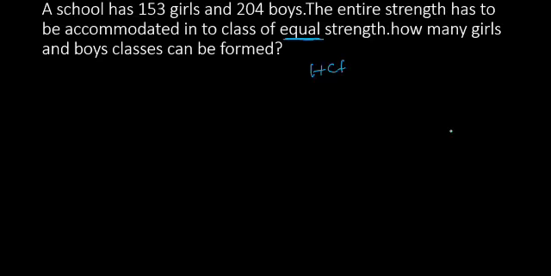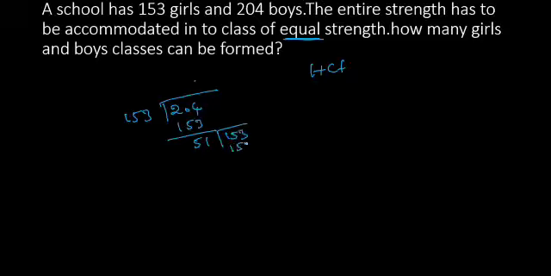Now in this case, we have to find the HCF of these two numbers. The bigger number is 204 and the smaller number is 153. Now 153 goes only one time here, so I will be left with 51. Now take this 51 and divide 153 by it. 51 goes 3 times in 153 and you will be left with 0. So obviously the HCF is 51.